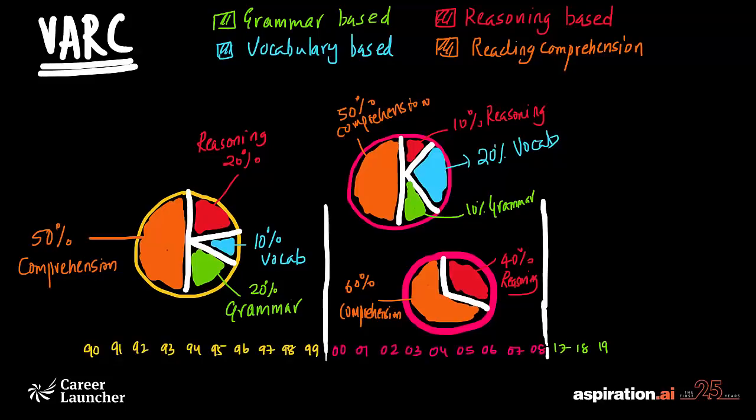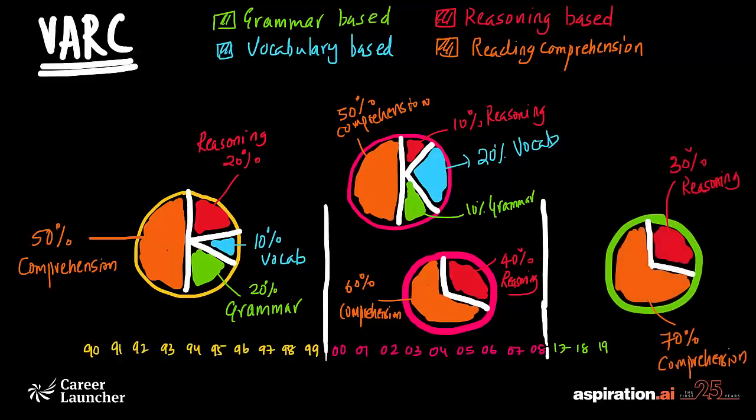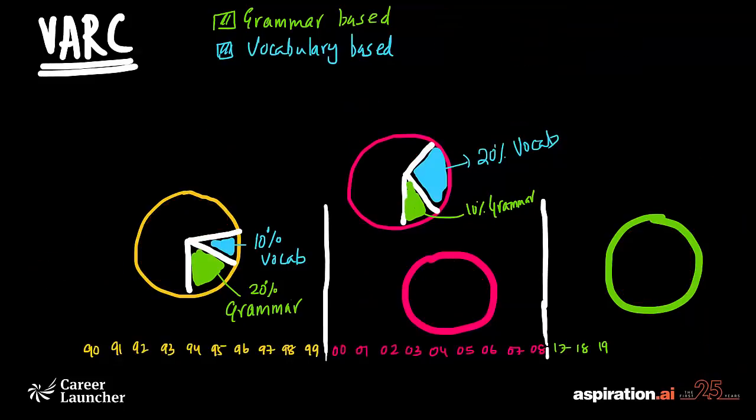Now, if you look at the papers in 17, 18 and 19, which are also the same kind as 15 and 16, you see that 70% of the paper is reading comprehension and 30% is reasoning. There is a lot of variation when it comes to VARC across the years. When you look at grammar and vocabulary-based questions across the years, you see that in 15, 16, 17, 18 and 19, those questions are missing. Those questions were not asked. And it's very likely that will be the case in 2020 as well.